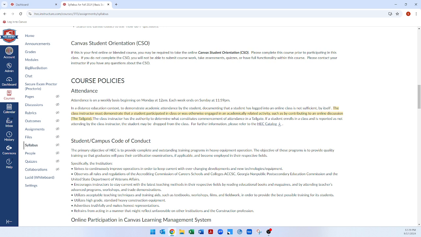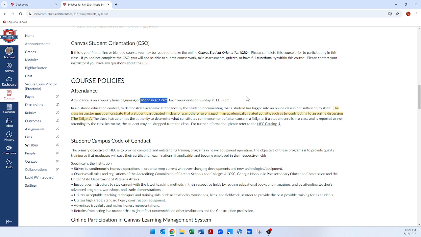This is very important. This is the way we check attendance. It's done on a weekly basis. Remember that. That's a syllabus quiz question. And the weeks begin Monday at 12 a.m. in the morning. Not literally, but that's when the times start. And they end on Sunday at 11:59.